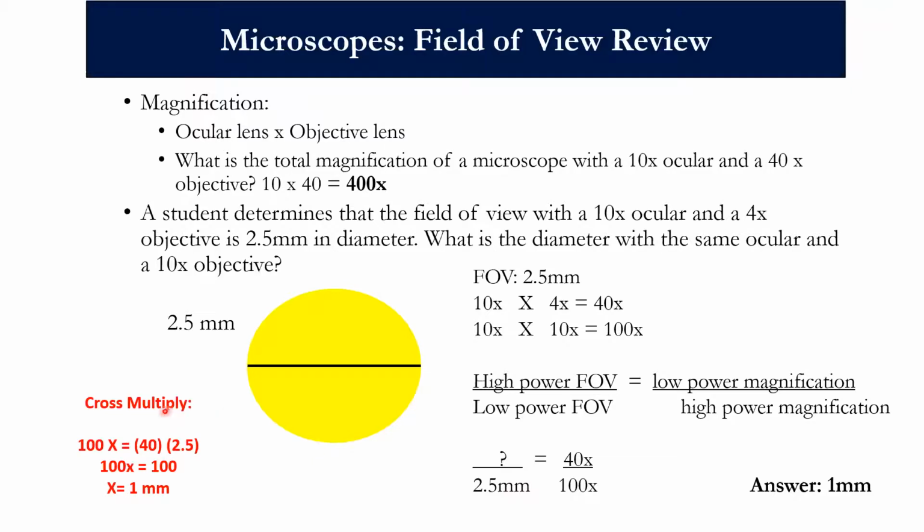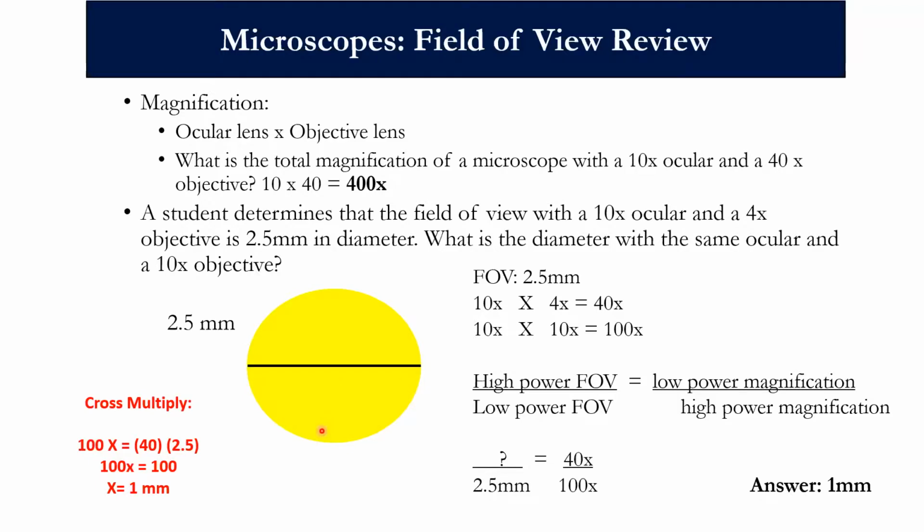So you're going to cross multiply. So 100 times x equals 40 times 2.5, which is 100. So 100x equals 100. We want to isolate our x, so we're going to divide by 100 on each side. So x equals 1 millimeter. So our high power field of view would be 1 millimeter.